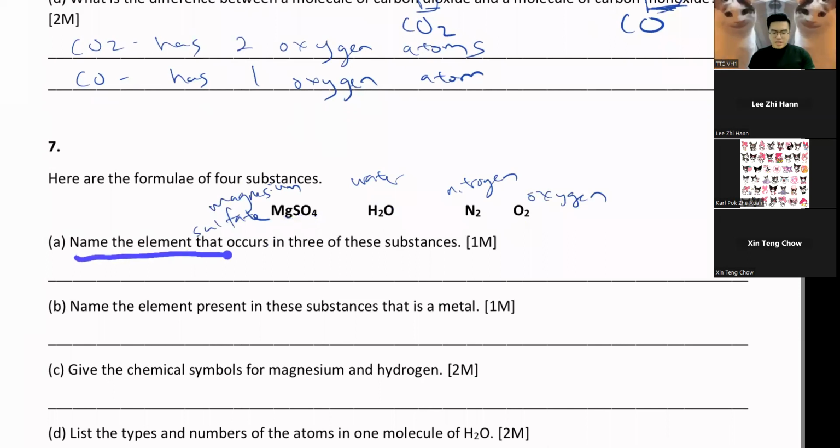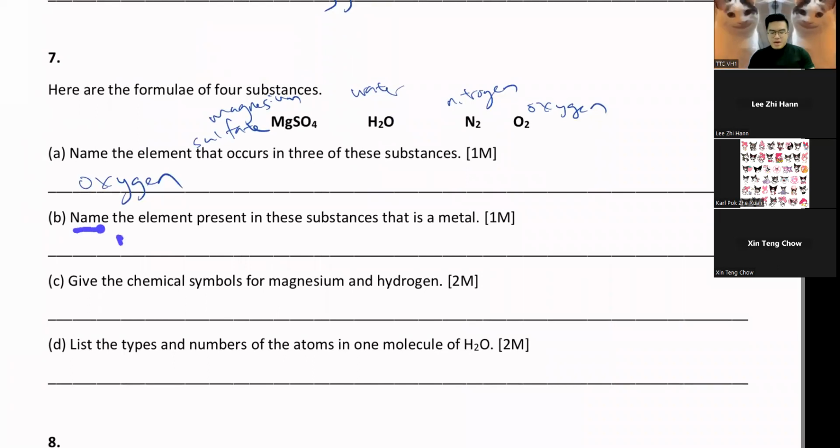Name the elements that occur in 3 of these substances. So 3 also got one. That would be your oxygen. You see? This one got oxygen, this one got oxygen, this one got oxygen. Oxygen is everywhere. It's one of the most abundant elements in the world.